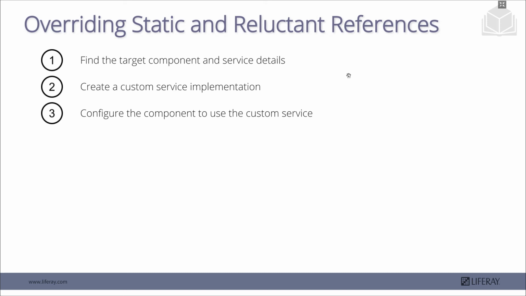So let's say we want to completely override a specific OSGi service. First and foremost, we have to find the specific service that we want to override. Once we do, we can then create our own custom service implementation, and using a little bit of configuration that we've learned from the previous slides that we have looked at, we can then ensure that our service or our implementation is going to be picked up.